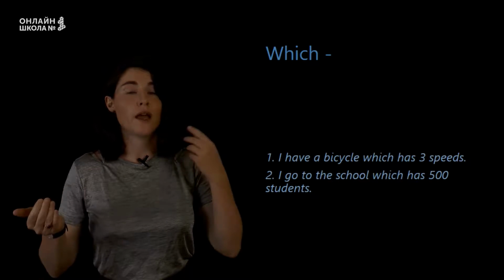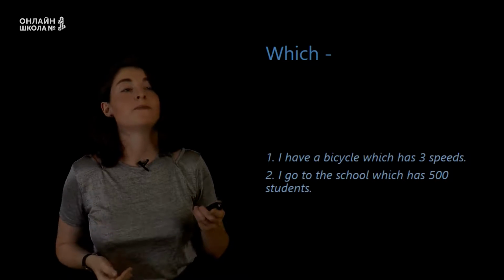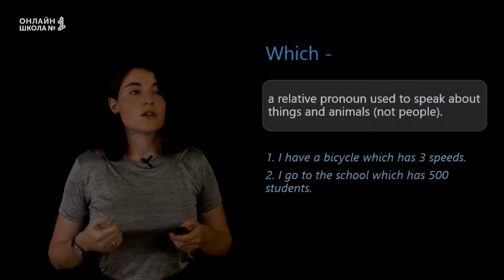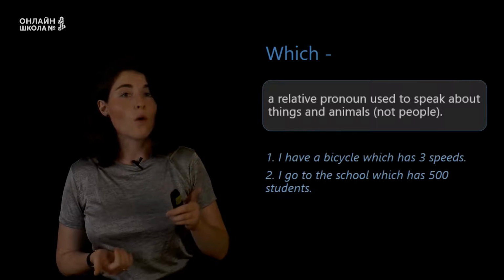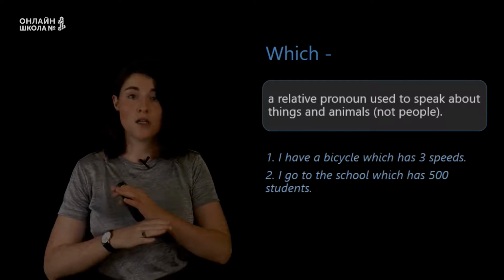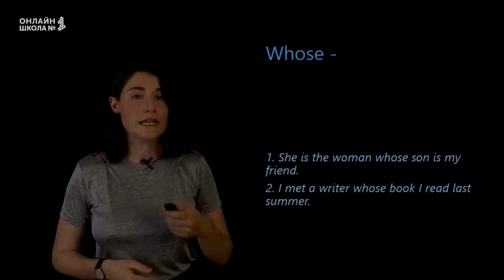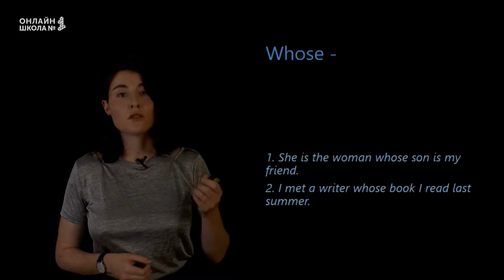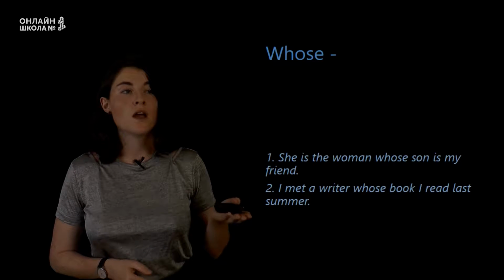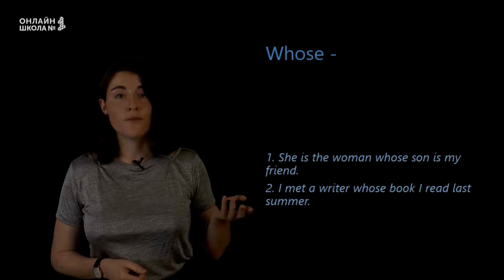So, a school and a book, they're both things. So, we use which when we speak about things or animals, but not people. Next relative pronoun is whose. Example. She is the woman whose son is my friend. I met a writer whose book I read last summer.